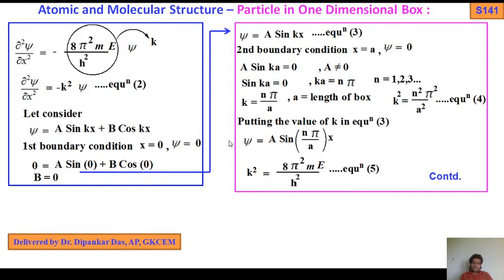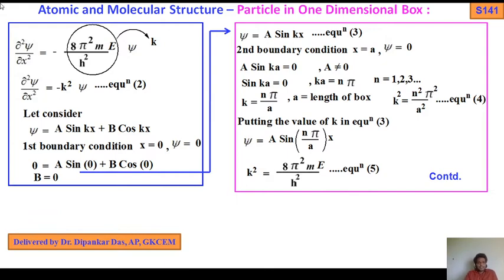Now we also get k square equals 8 pi square m E by h square. So you can write this value, k square equals 8 pi square m E by h square, from this relation. This is assigned as equation number 5.